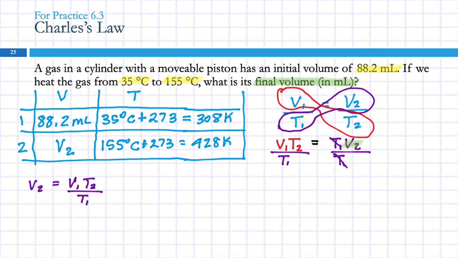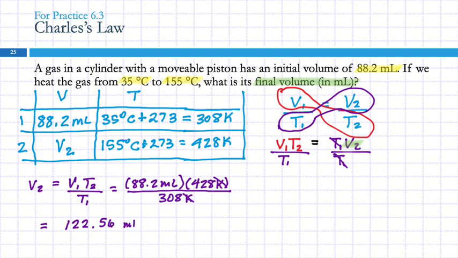So in showing your work, the minimum that you should show is your rearranged equation, and then with the numbers plugged in like I'm going to do right now. So volume 1, we have it all organized in the table there, is 88.2 milliliters. And then T2 is this one down here, 428 Kelvin, divided by T1, 308 Kelvin. And we look at the units and the kelvins cancel out, which is real nice. It would be a problem if it didn't. 88.2 times 428 divided by 308 is 122.56 milliliters. So 123 milliliters.